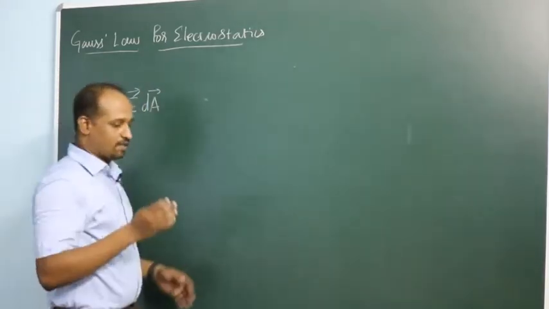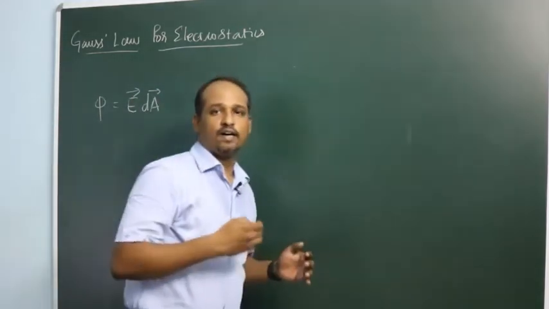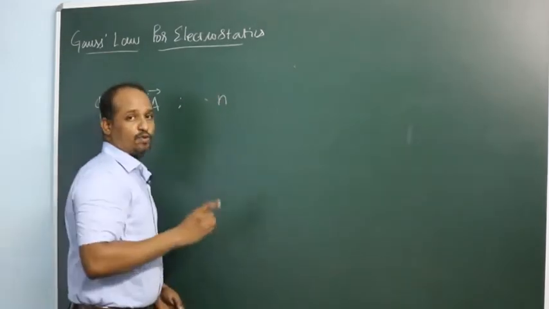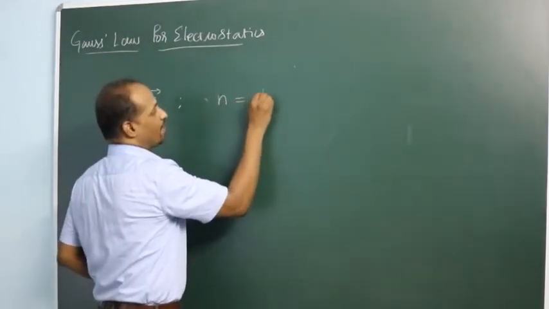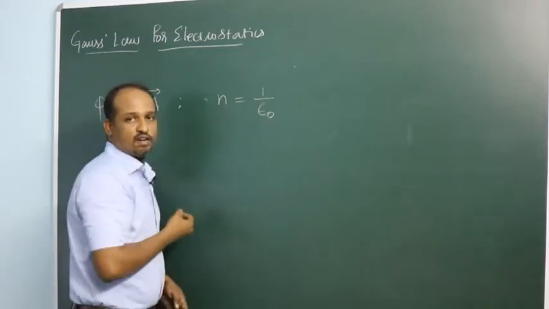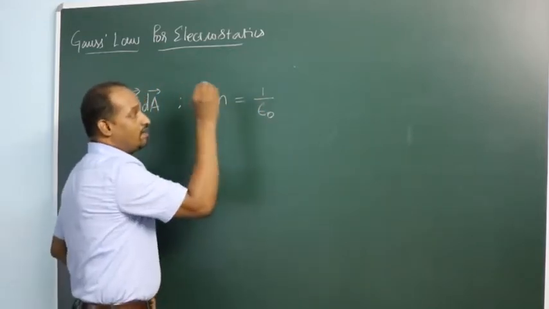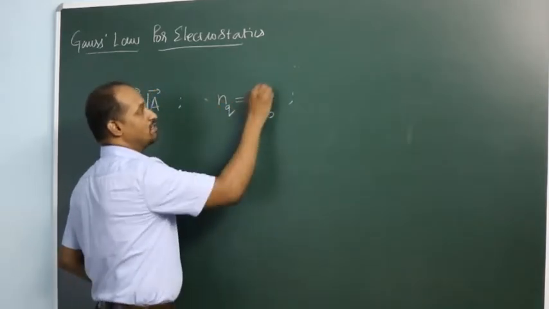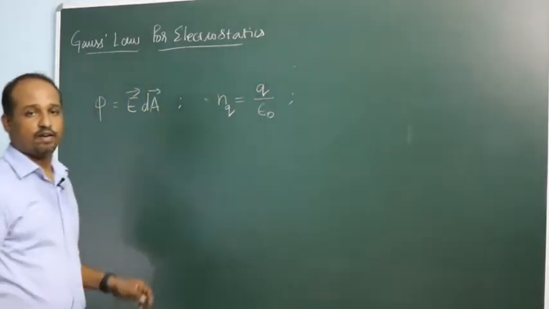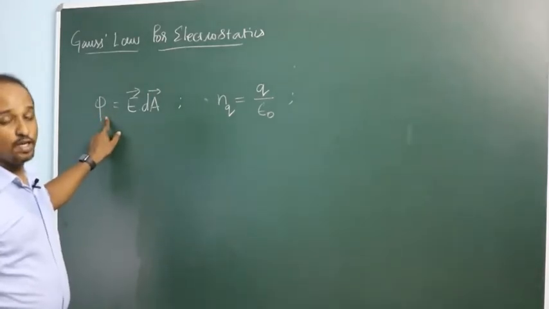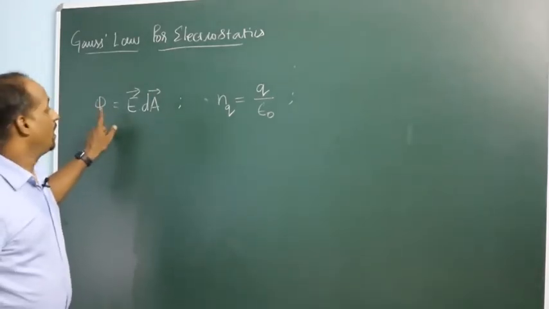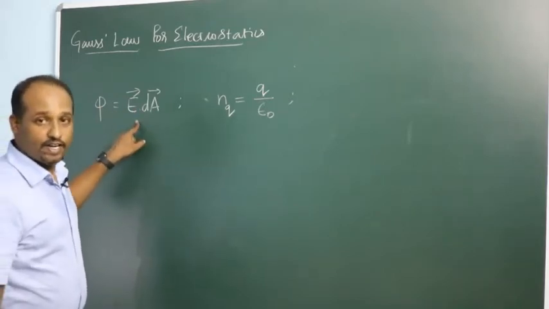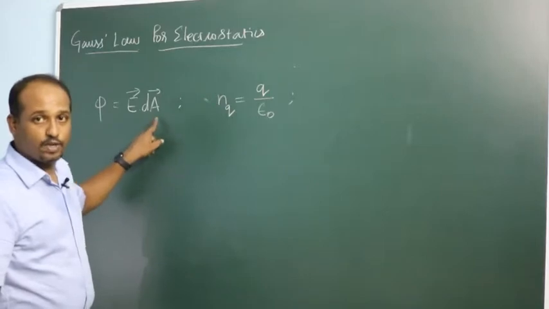Next, in lines of force, we have studied that the number of lines of force from 1 coulomb charge in vacuum will be 1 by epsilon naught, and the number of lines of force originating from q coulomb charge will be q by epsilon naught. That is electric flux, the total number of lines of force. Electric flux is also equal to E dot dA, electric field intensity or electric field into area.